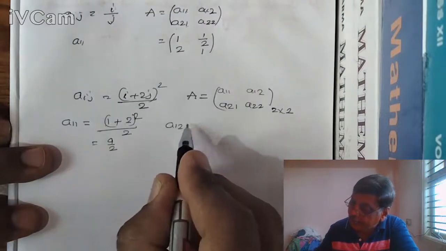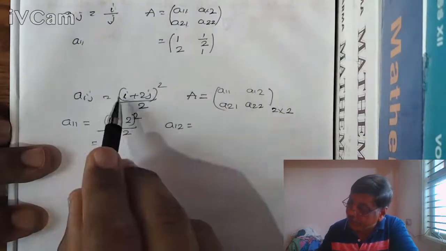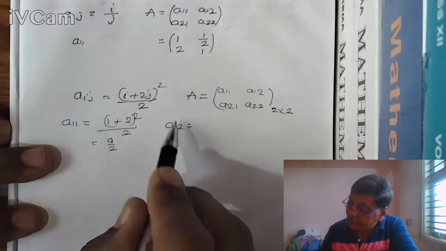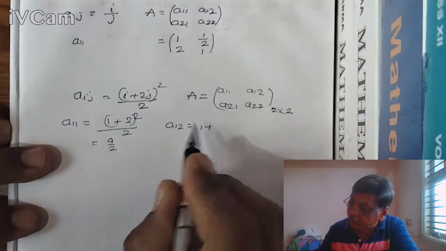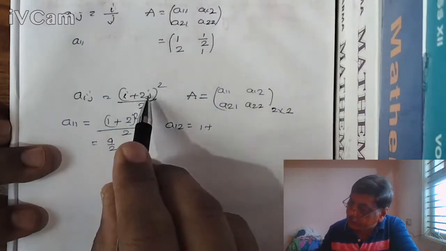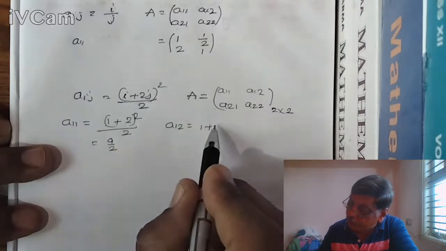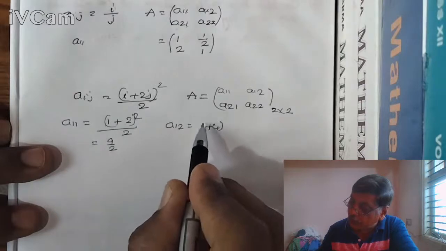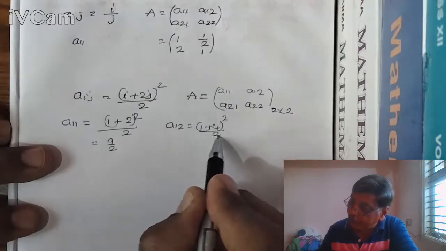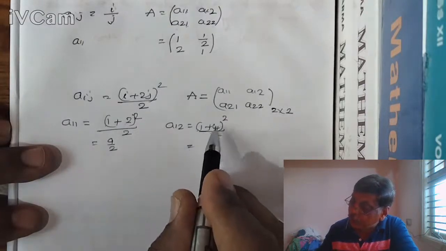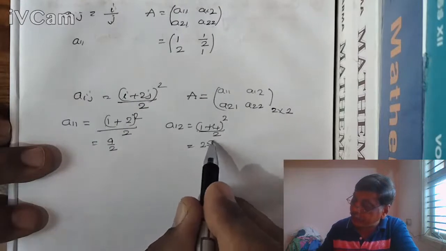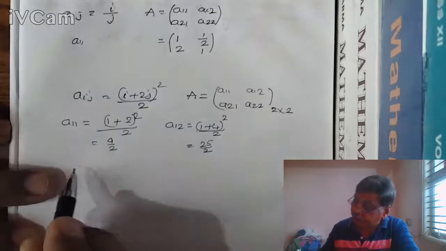Next, A12. A12 equals, i is 1, j is 2. 1 plus, when I substitute j equals 2, 2 into 2 is 4, whole square divided by 2. 1 plus 4 is 5. 5 square is 25 by 2.